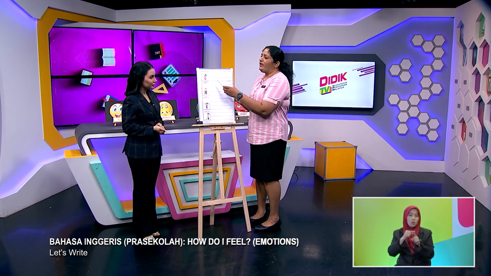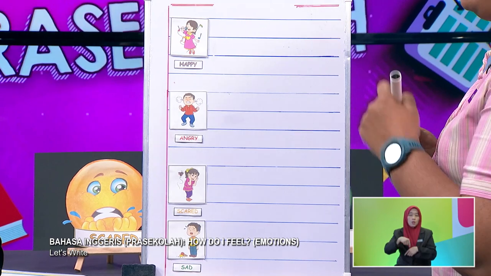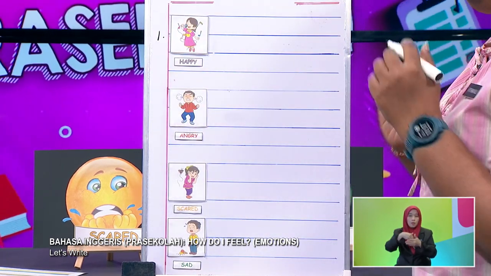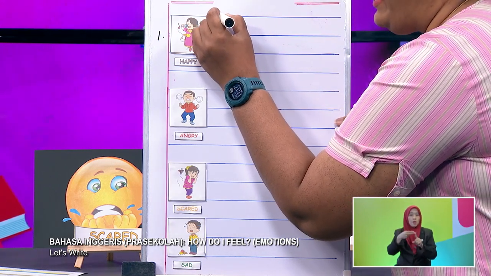Before that, children, you can write today's day and today's date up here. And then you can write number one. We write number one outside the line. And then we are going to write using capital letters only. So spell happy, Shafika.